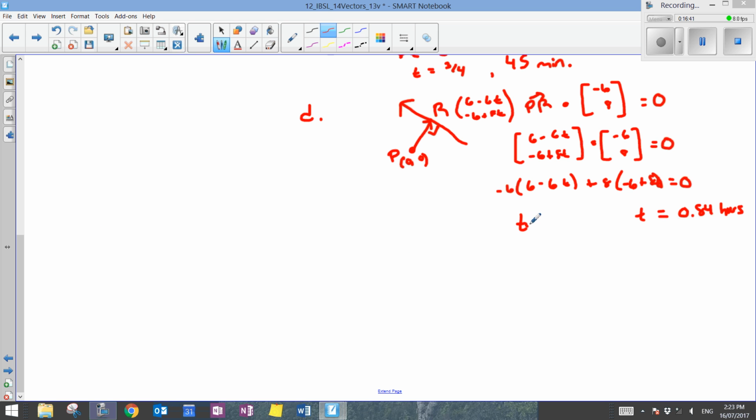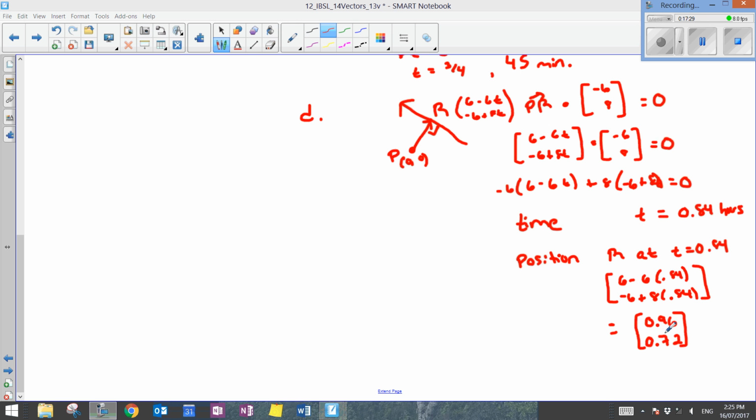But because part D also says find the position, we will also need to sub in 0.84 to find the position of the point R on that linear motion of the liner. So at t equals 0.84, we'll wind up subbing back in. So we have 6 minus 6 times 0.84, and then we have negative 6 plus 8 times 0.84. So we wind up with (0.96, 0.72).